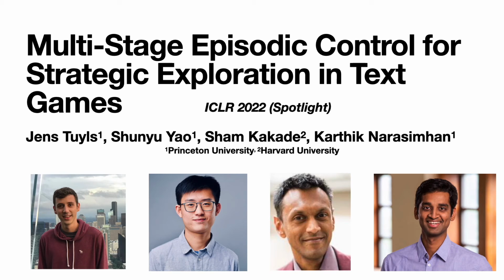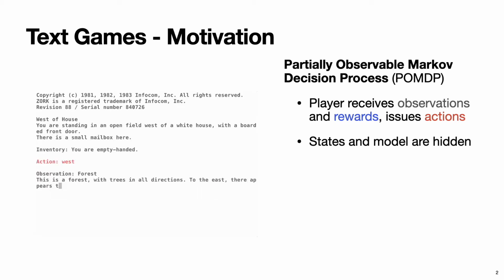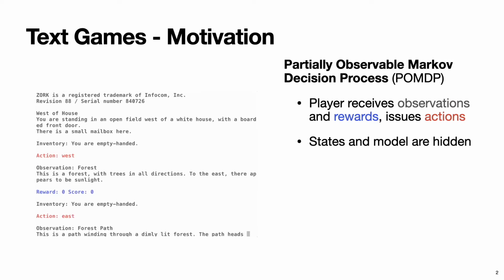Hi everyone. In this talk, I will be presenting our work, Multi-Stage Episodic Control for Strategic Exploration in Text Games. Text games are partially observable Markov decision processes, where a player receives observations and rewards and issues textual actions. The underlying states and model of the environment are hidden.